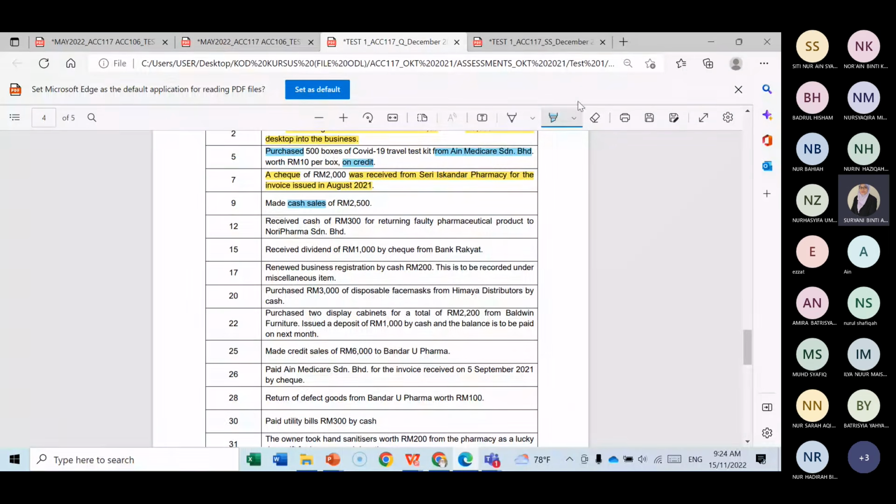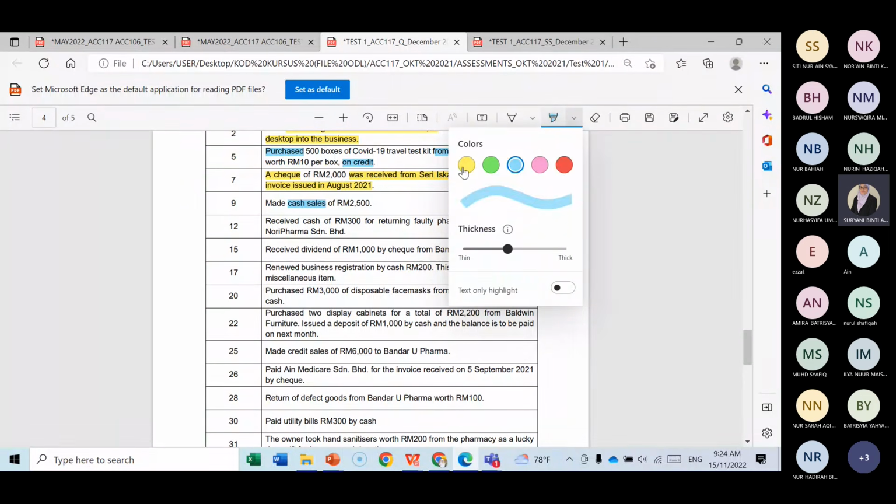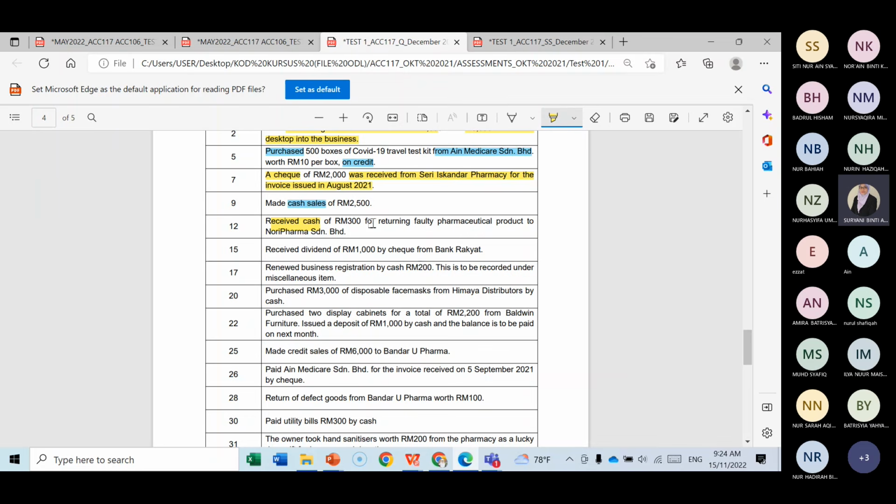Okay, on 12th of September, look at the 12th, you receive cash for what? For returning faulty pharmaceutical product to Nori Pharma. You return goods to Nori Pharma and you receive cash. Okay, this is due to what? Because you made the purchase by cash previously. Okay, you didn't make the purchase by credit.